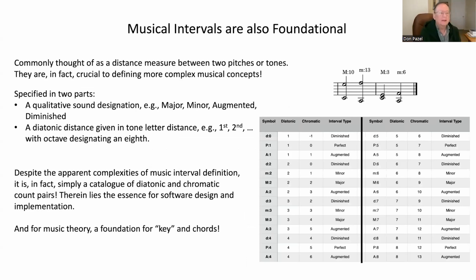And then the other thing that I learned that was kind of interesting was this whole notion of musical intervals, which is basically saying I have 2 notes, this note and this note. What's their relationship? And in music theory, they say, well, there's this thing called an interval. And you specify an interval with two things. One is a qualitative sound designation. It's major, it's minor, and you have to kind of get used to that, augmented and diminished.